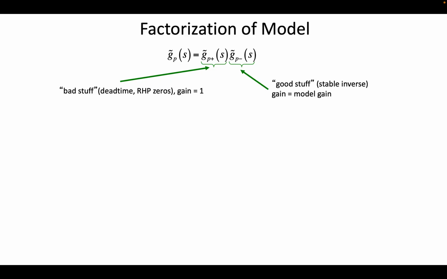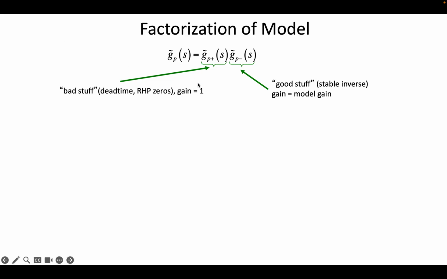Right? So the way around that is to do a factorization of the model. And by factoring the model, what we mean is we're going to have bad stuff, GP plus, and good stuff, GP minus. And the bad stuff is going to be anything that we can't invert. That would be dead time, and that would be right half plane zeros. Because if you invert a dead time, that implies that you're predicting something. And then the right half plane zeros would cause an instability.